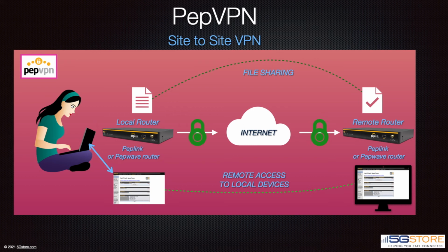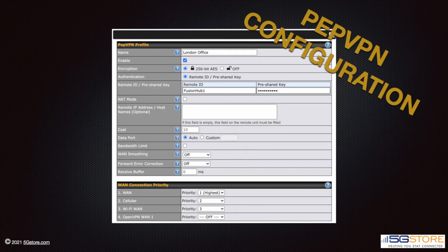As you'll see here, PepVPN works in the same manner as IPsec, meaning they both provide a way of connecting two remote networks together. Here's a view of the PepVPN configuration profile. The difference in settings is quite obvious. You still have enough for what's needed, but in most cases, this is all we'll have to enter: name, encryption, authentication, and remote IP address or host name on one router. The rest are default settings.